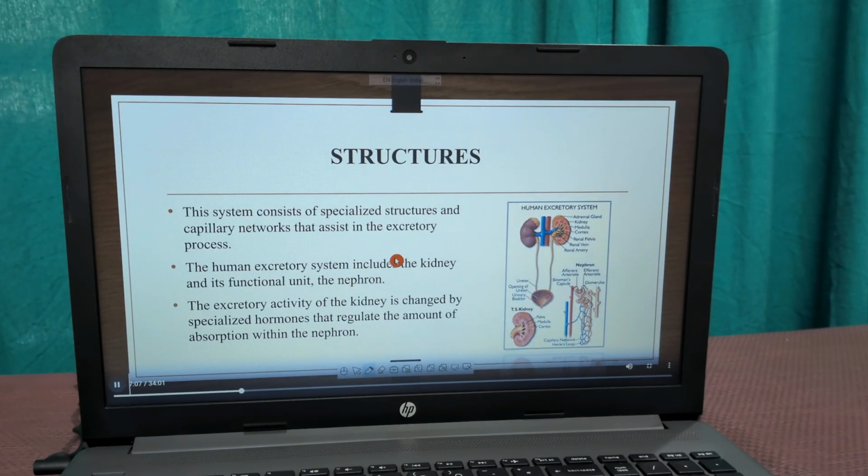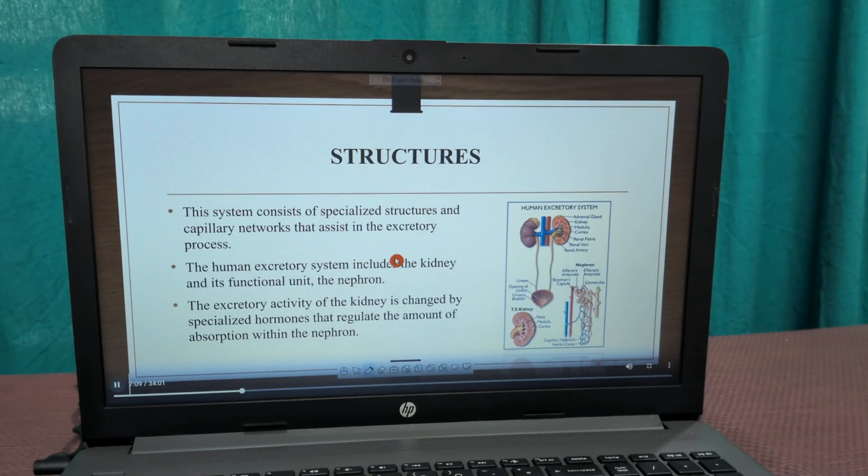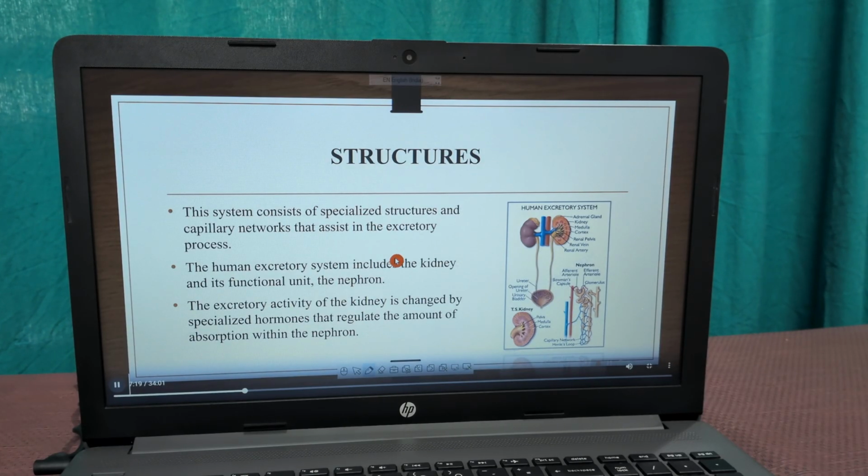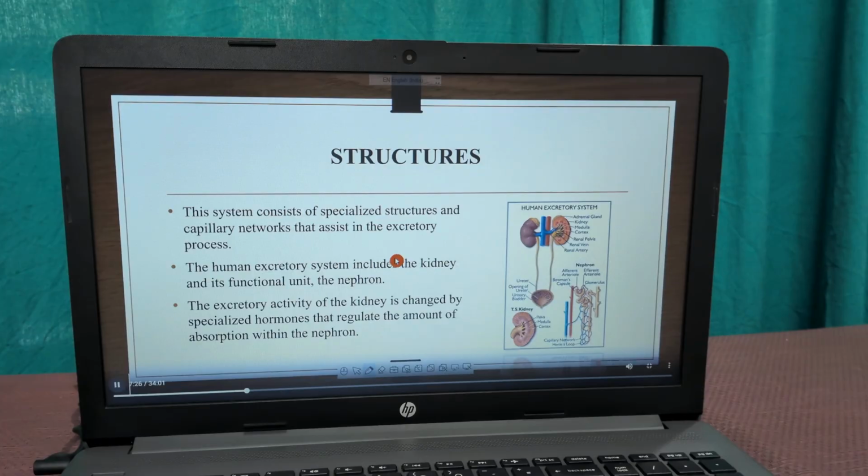Hope the functions are clear to you now. Now talking about the anatomy of the human excretory system, which structures or which organs are involved in the excretory system and what is their morphology. So let's understand the anatomy of the human excretory system.